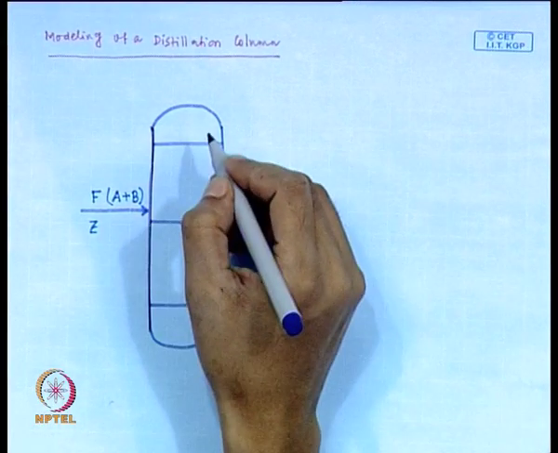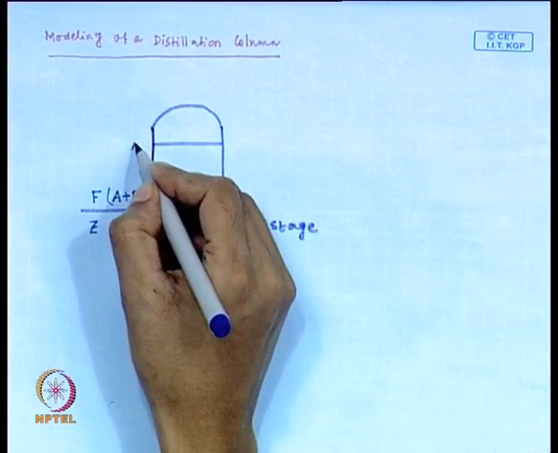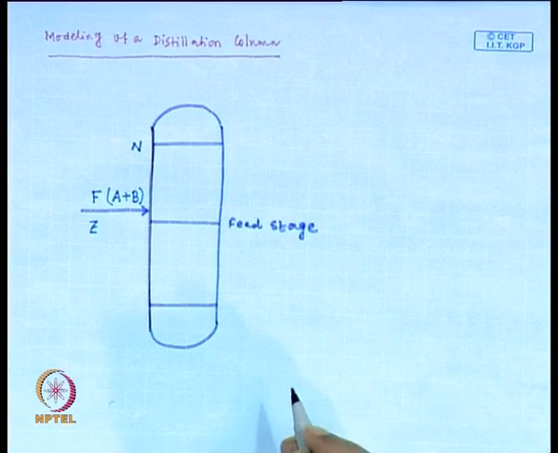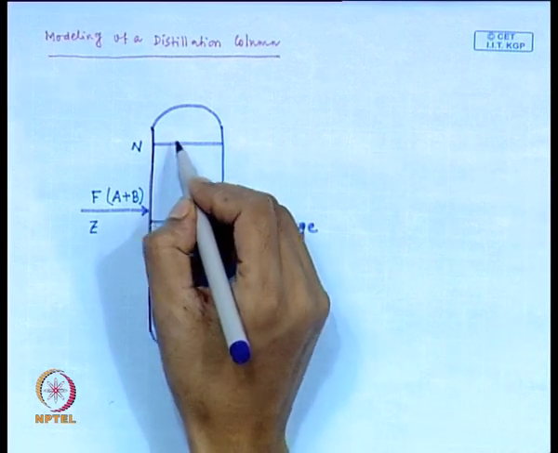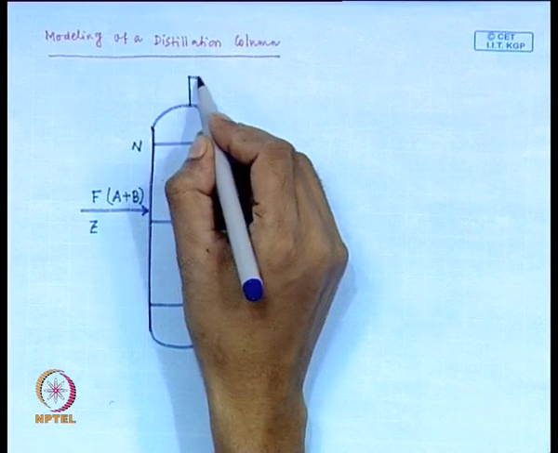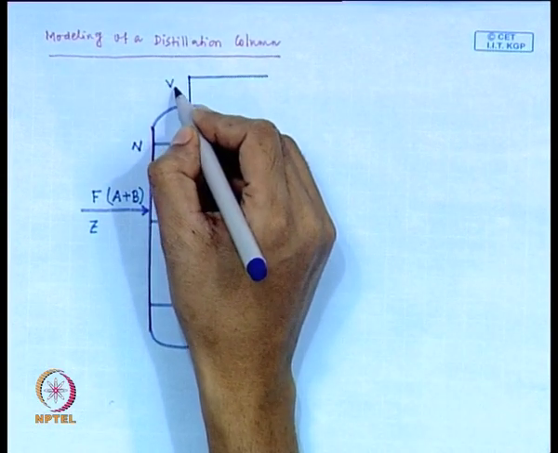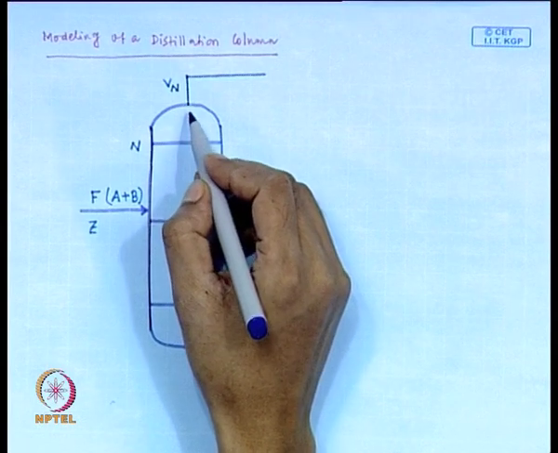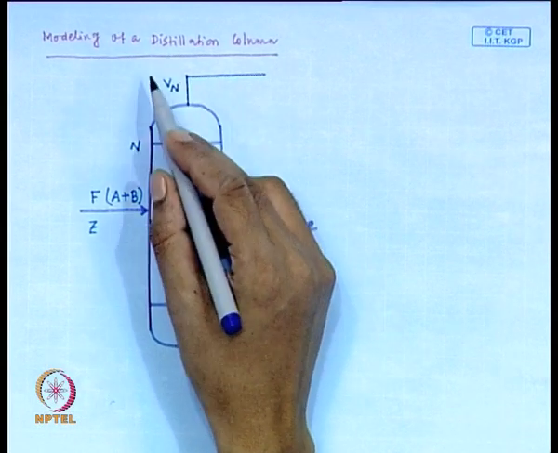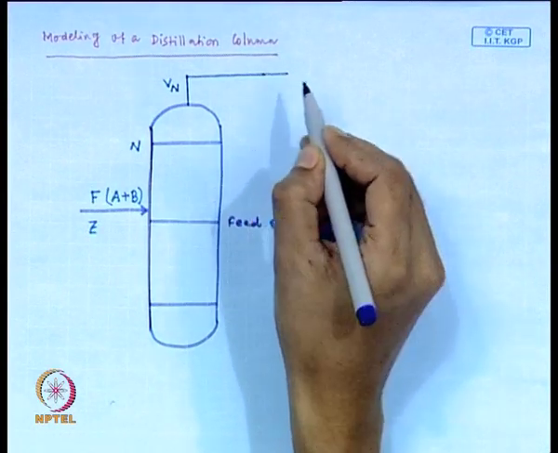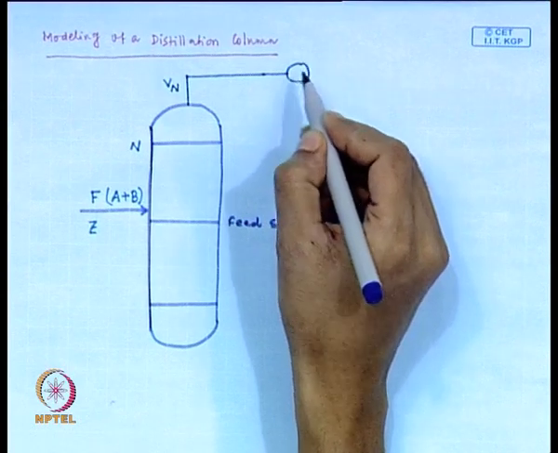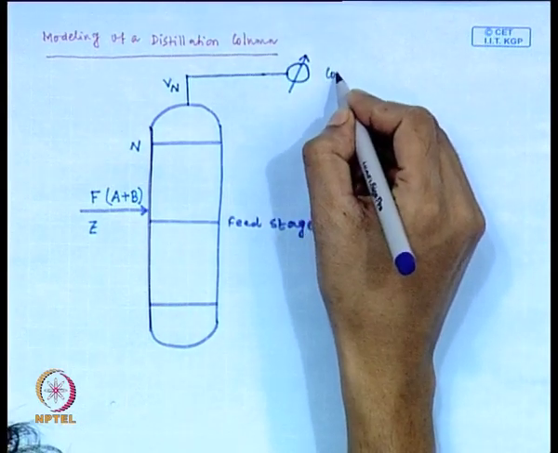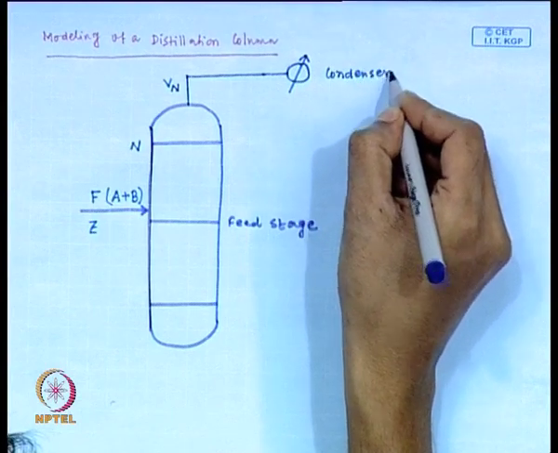Now, the vapor which is leaving this top tray, this top tray is denoted by N. The vapor stream which is leaving this top stage has the flow rate of V N. Now, this vapor stream is condensed in an overhead condenser. This is a condenser. Fine.